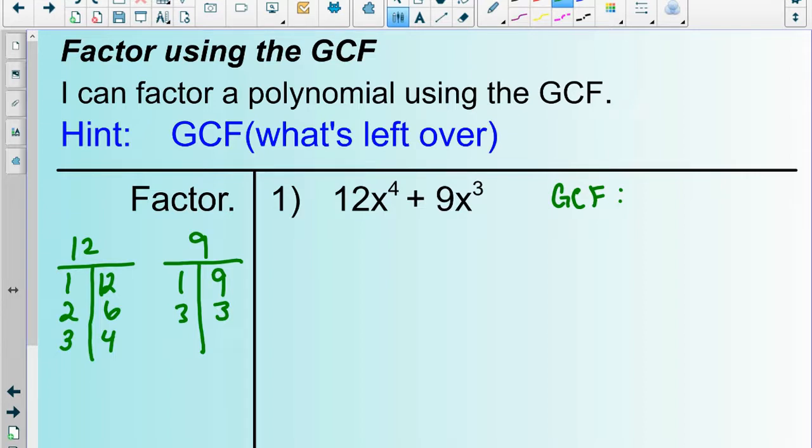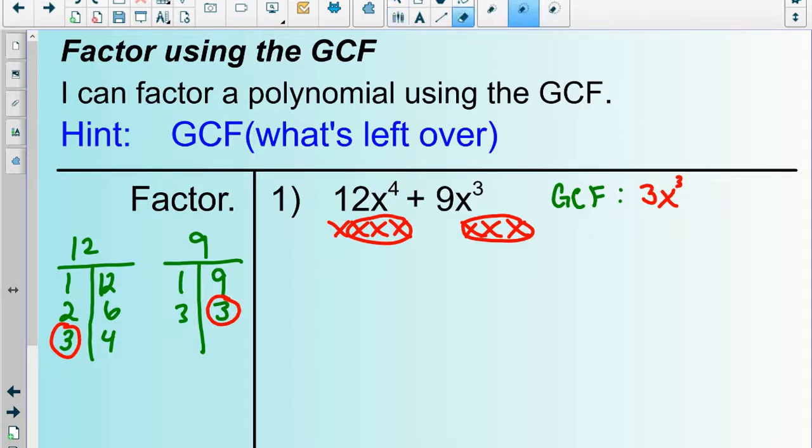So which number is the largest common factor? 3. 3 is a factor in each of those coefficients, 12 and 9. So the GCF contains a 3, but then remember that we also have a bunch of x's in each term. So what's the most x's that they have in common? They each have at least 3 x's. So our GCF is going to also have x to the third power because there was x times x times x in each one of those terms. So our GCF is 3x cubed.